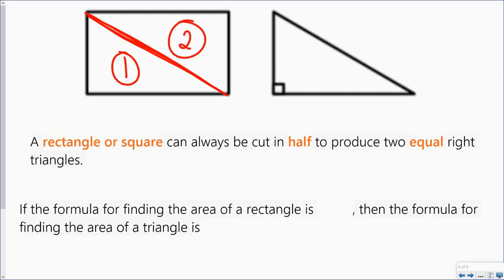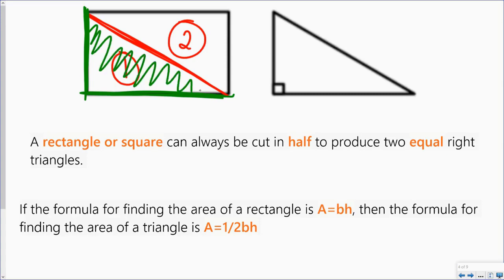If the formula for finding the area of a rectangle is base times height, so I'm taking my base, which is right here, times my height, which is here, to get the area of my rectangle. Well, my triangle is only half of that, so I would take half of the base times the height because I only need this part right here.